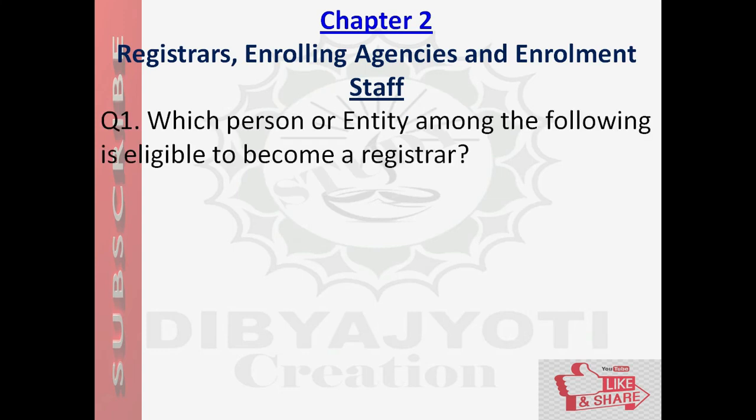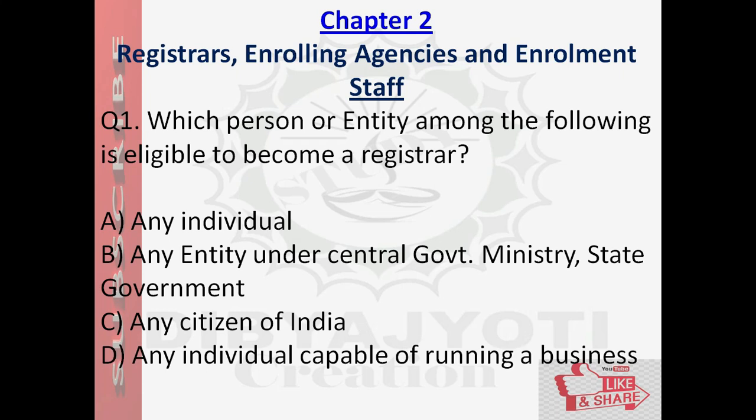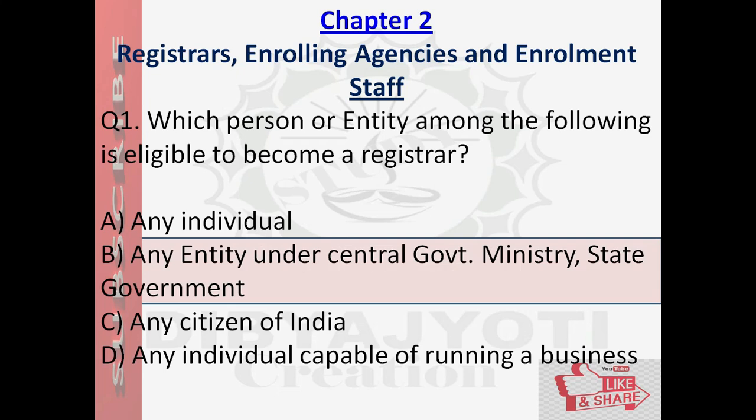Questions. First question, which person or entity among the following is eligible to become a registrar? Options are option A, any individual. Option B, any entity under central government, ministry, state government. Option C, any citizen of India. Option D, any individual capable of running a business. And the answer is option B, any entity under central government, ministry, state government.